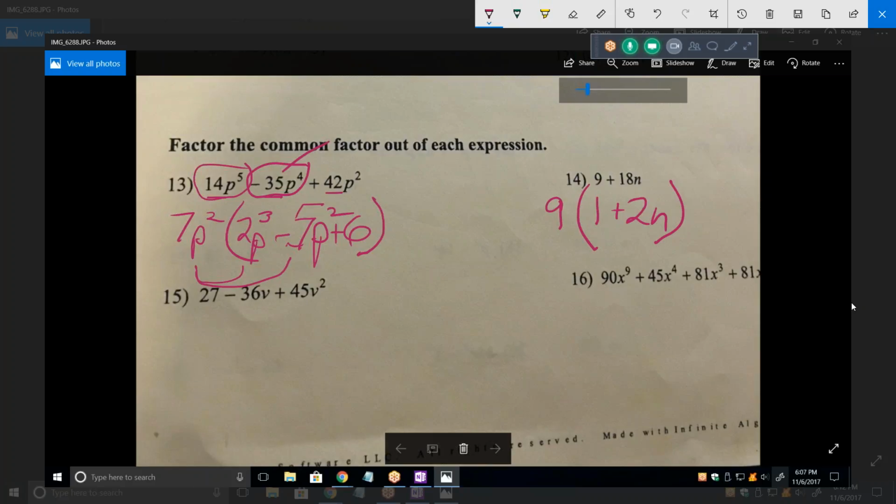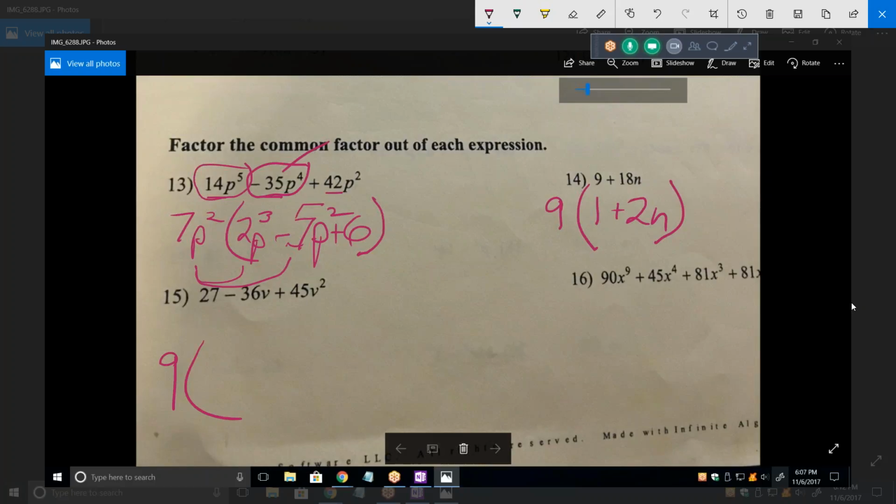Let's go to 15. So with this, the greatest common factor would be 9 again, and then I would put down in parentheses. I can't get v out, so I have to divide. So that's negative 4. Hold on. Here, let me show you the easy way to do this. This is too much of a struggle for you. You got the 9 right.